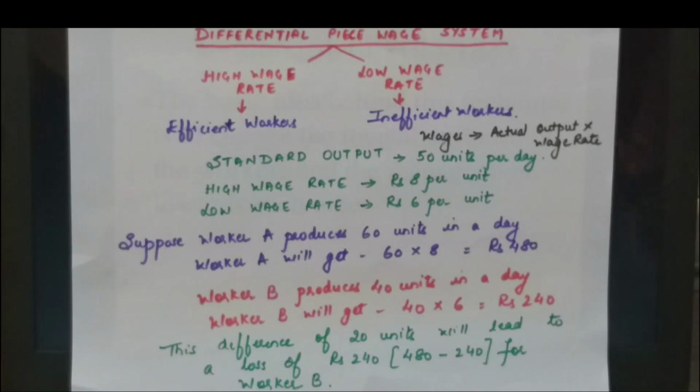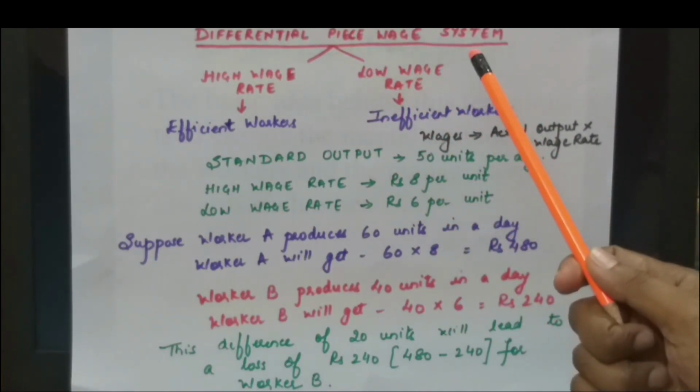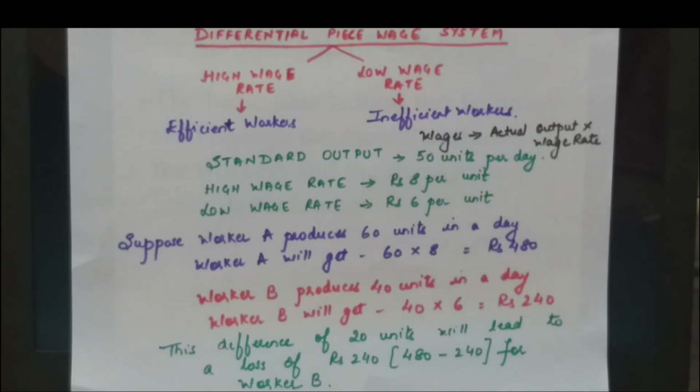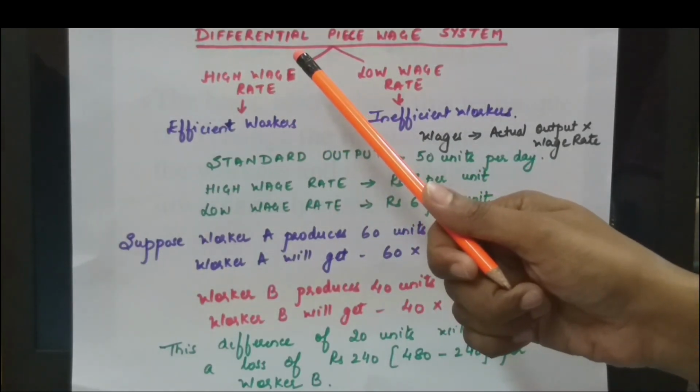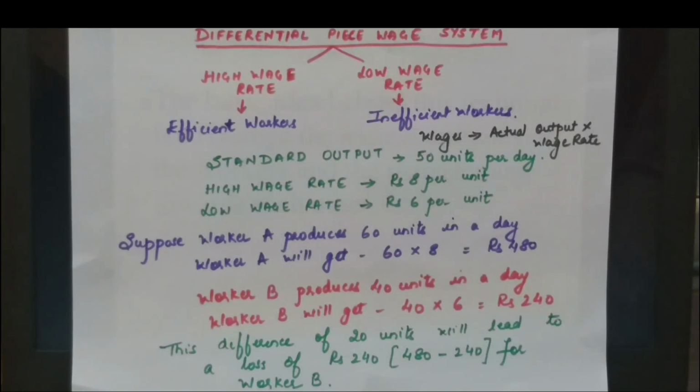Now coming to the next technique, that is differential piece wage system. According to this technique, Taylor said that there should be difference in the wages of an efficient worker and an inefficient worker. That is, the name itself suggests differential. He said that the wage rate which is being paid to the efficient worker should be more as compared to the wages which are being paid to an inefficient worker.